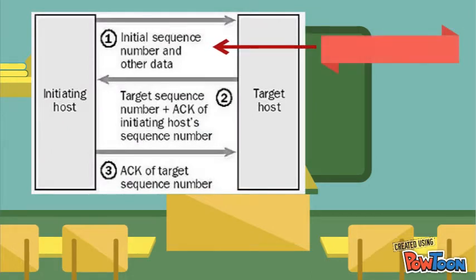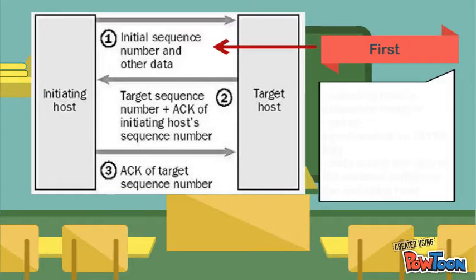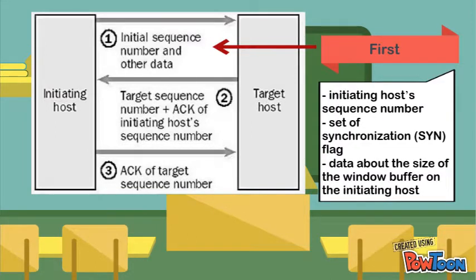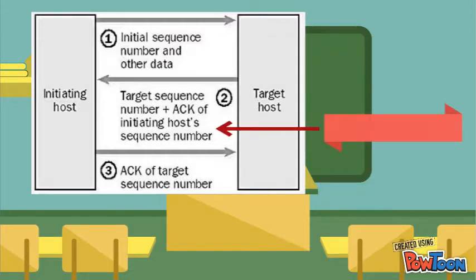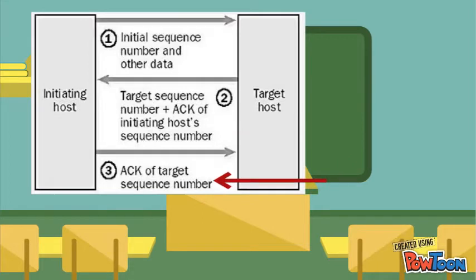First, the initiating host will send a TCP packet requesting a new session. This packet contains the initiating host's sequence number for the connection, information such as a set synchronization, SYN, flag, and data about the size of the window buffer on the initiating host. Second, the target host will send a TCP packet with its own sequence number and an ACK of the initiating host's sequence number. Third, the initiating host will send an ACK that contains the target sequence number that it received.